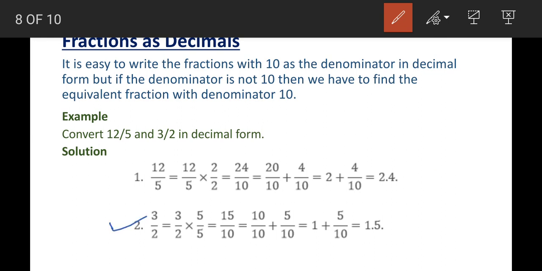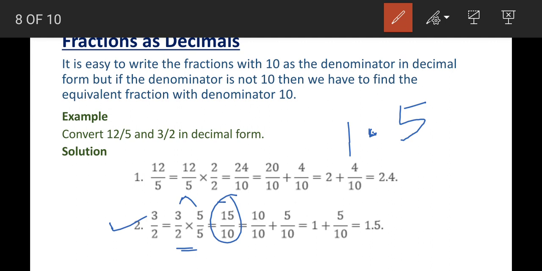Next, come to the second example, 3 by 2. Again we have to convert this to an equivalent fraction having denominator 10. So here I have multiplied 5 in the numerator and denominator also. So 3 times 5 is 15, 5 times 2 is 10. From this step you can directly write the decimal: take one digit from the right side, put the decimal point and write the previous digits. So it becomes 1.5.